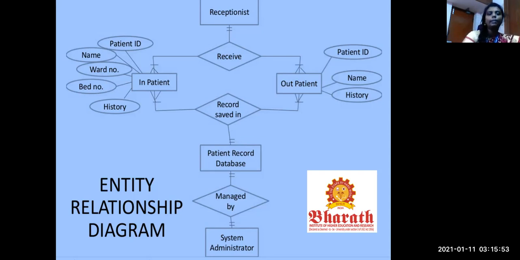And for the inpatients, they will have the patient ID and the name, and two extra things they will add here: the ward number and the bed number. So at which ward and which bed they are going to be admitted. So the patient's ID, name, ward number, bed number, history, everything will be taken. And the same thing, the records are saved in the database, and all these things will be managed by the system administrator. So this is the entire relationship.